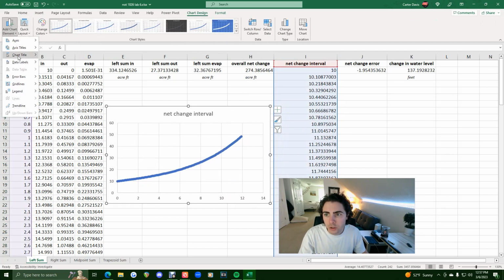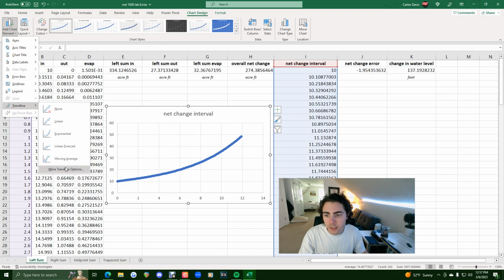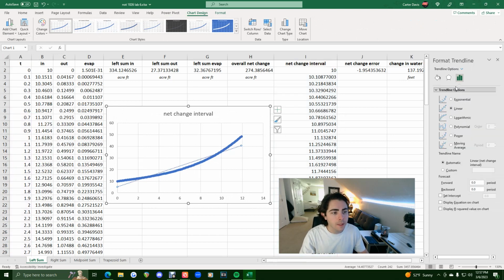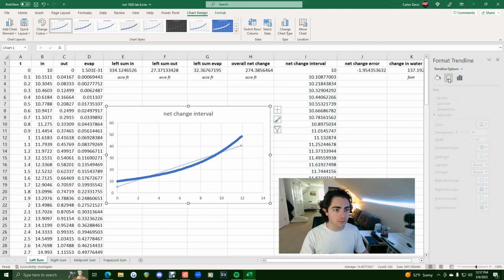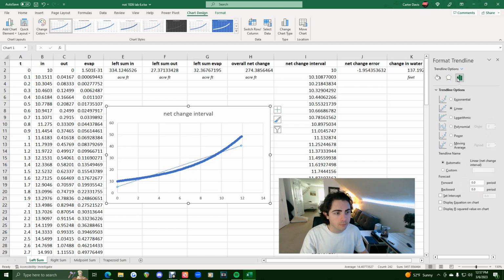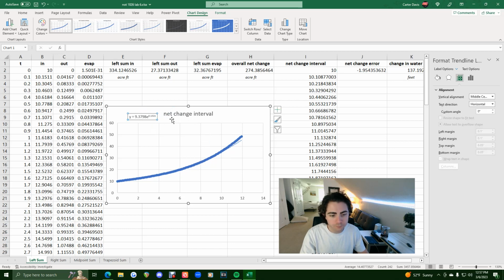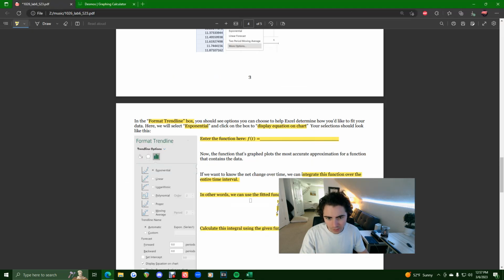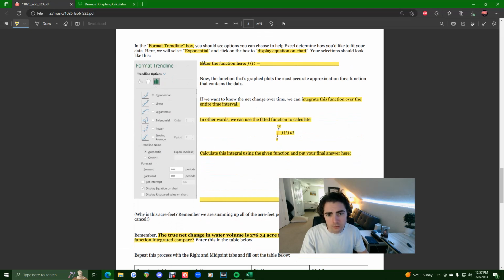And we're going to add chart element up here. Go to trend line, go to more options. You should see this little screen right here where the bars are. Click on exponential. You want an exponential curve of best fit. Hit display equation on chart, and we get this equation right there. That's it. The whole goal is getting this equation and actually integrating it. So they say enter that function here.